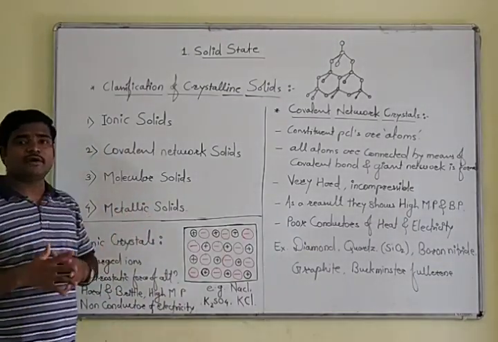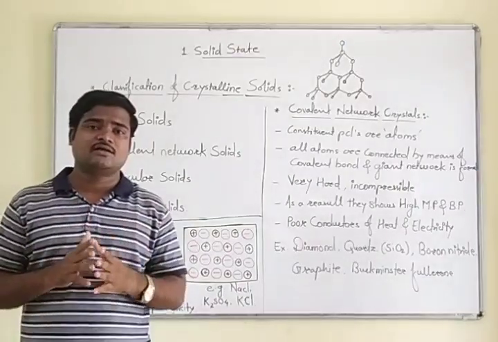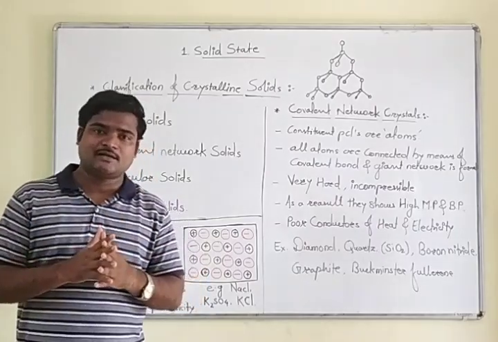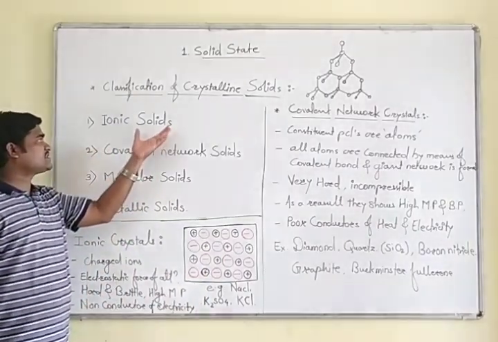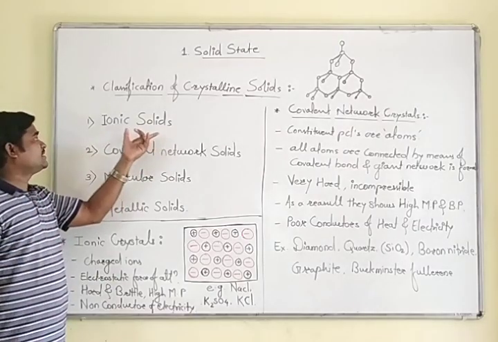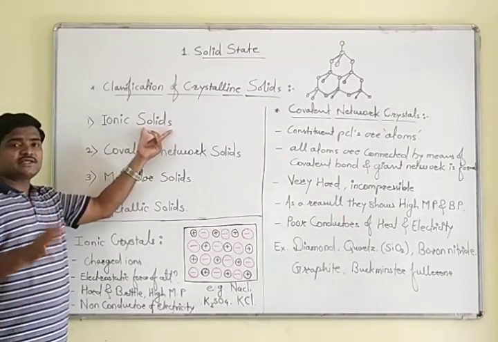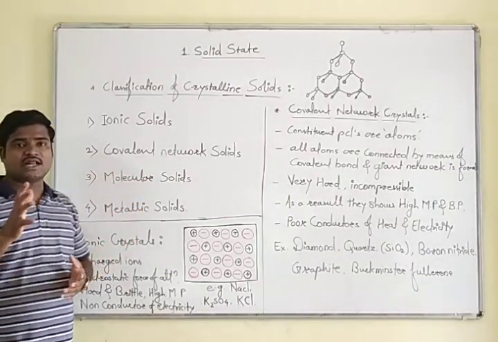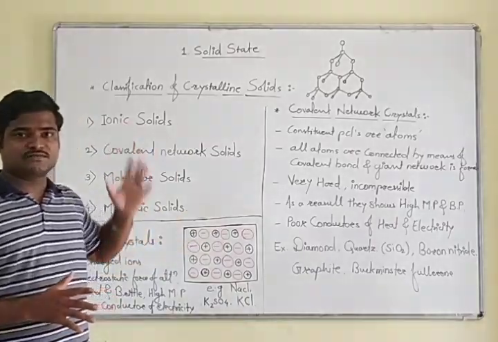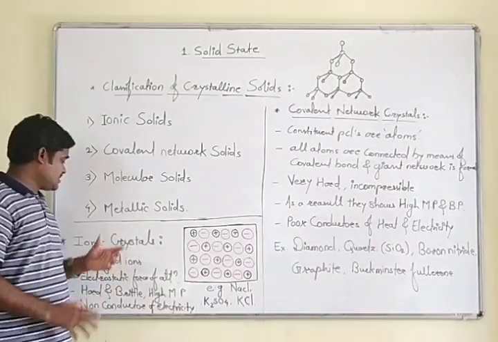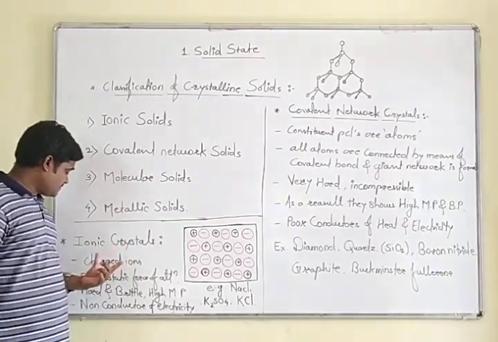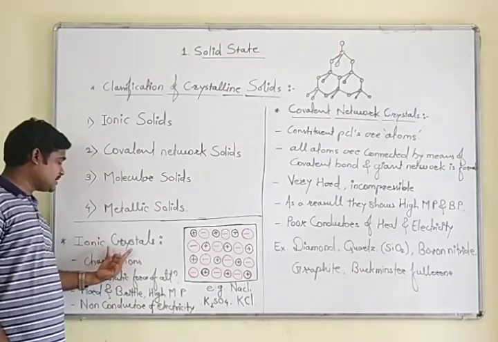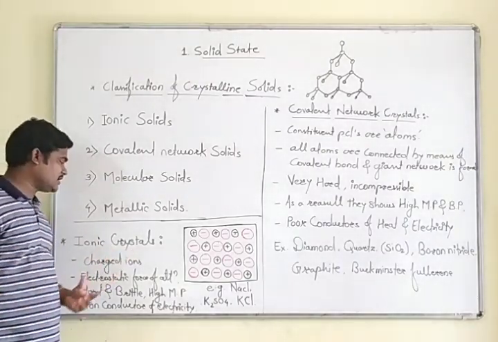The fourth point is metallic solids, where in the particles the bond which is present is the metallic bond. So on the basis of the different bonds present in particles or atoms, we made these 4 classifications of solids. Now we will discuss them one by one. The first solid is ionic solids, which we can also call ionic crystals.